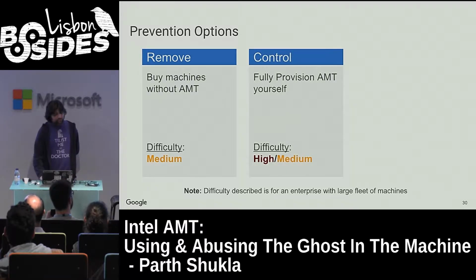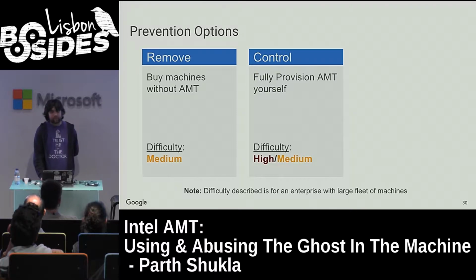Second option is you can control the AMT. So you get in there yourself first, provision the AMT, and once it's provisioned and a BIOS password is set, then you're good. This is also a lot of work because you need to sign up for enterprise rollout and management. So depending on how big your enterprise is, this could become a nightmare.